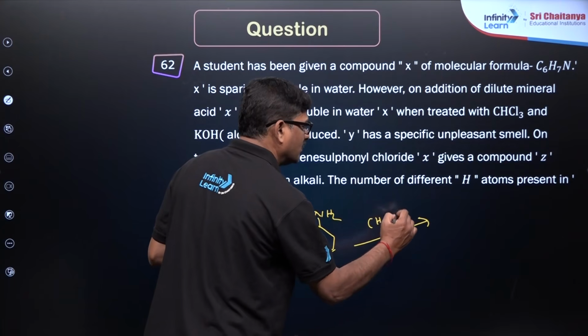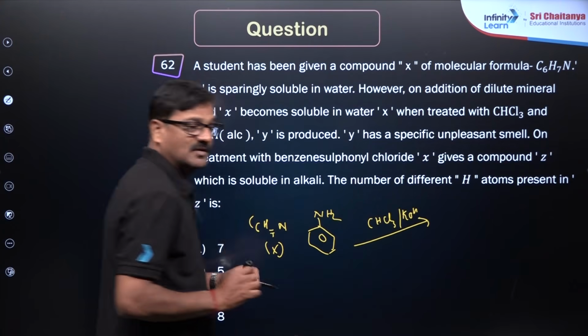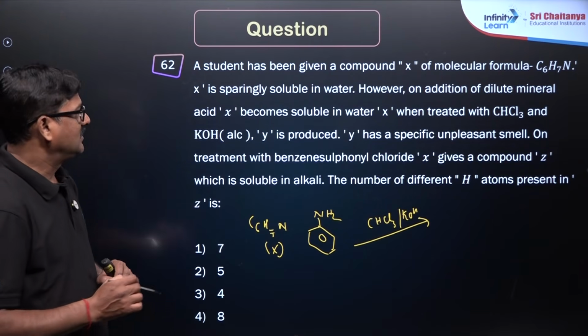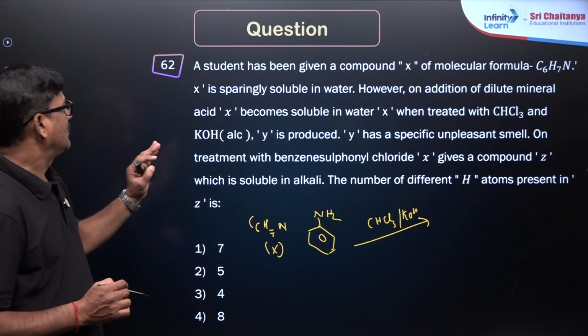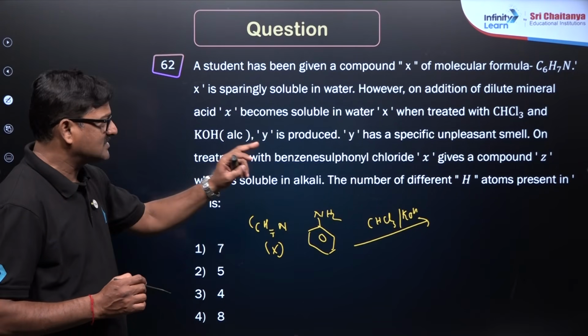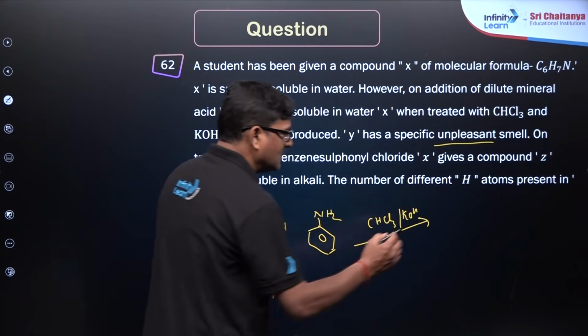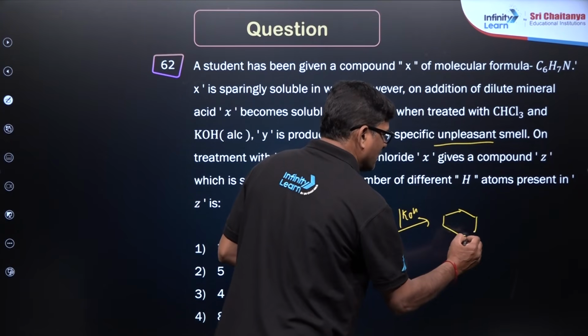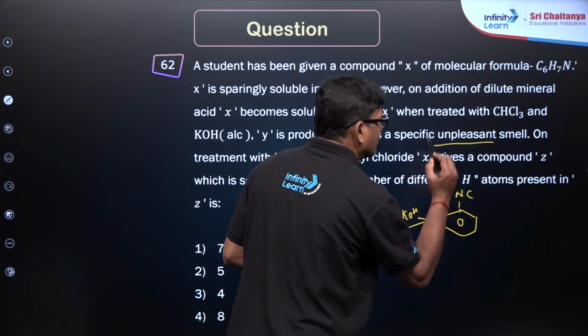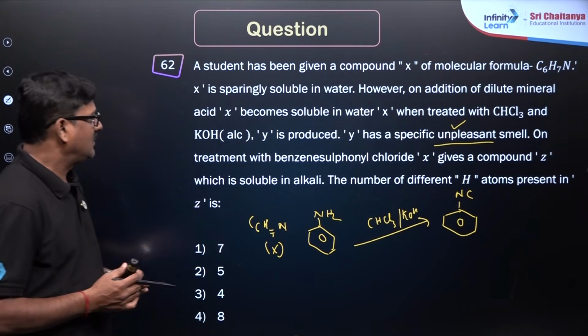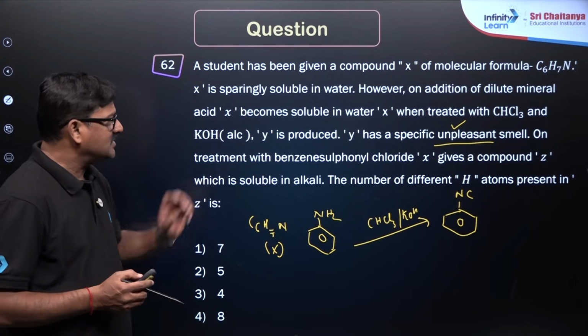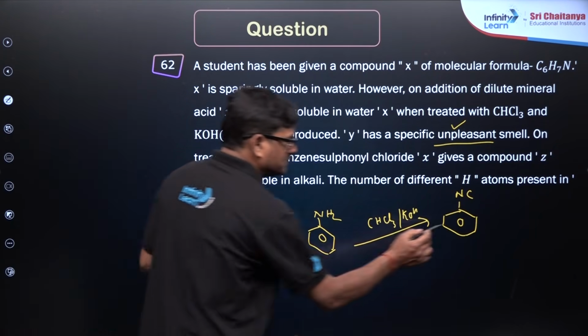CHCl3 chloroform in KOH is going to give phenyl isocyanate. Y is produced, and Y has a specific unpleasant smell. All isocyanates have a specific unpleasant smell. So it is correct, and this is going to be Y.